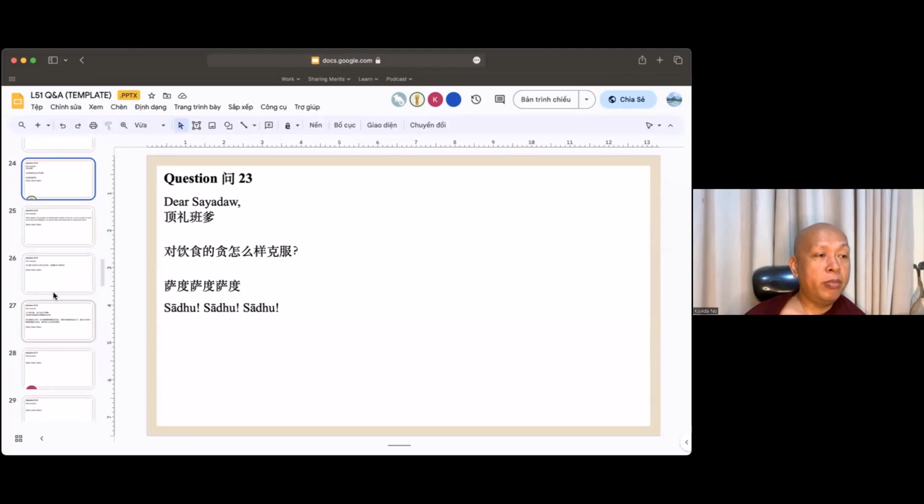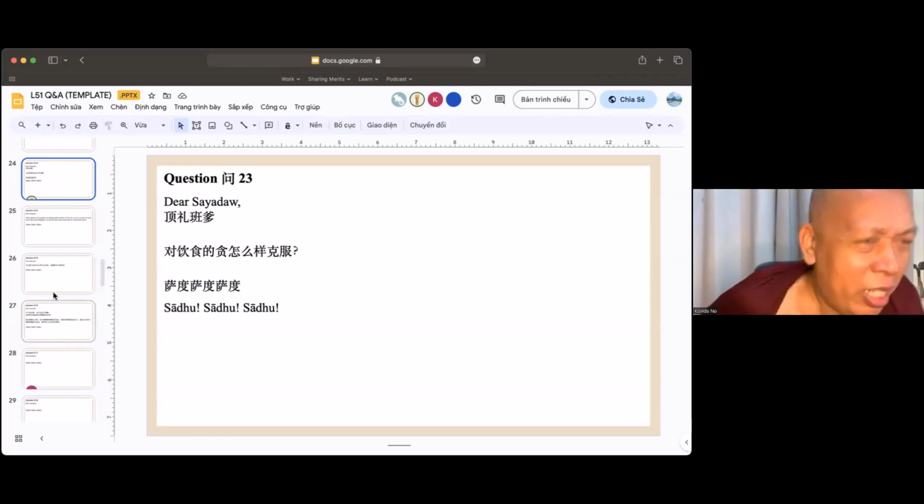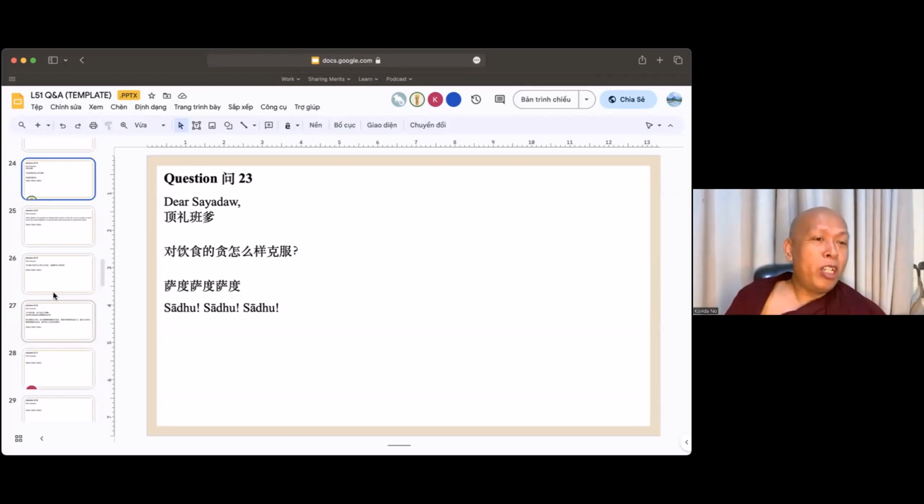Mandami Bande, how to overcome the greed, or the lobha, towards food? Okay, this one's very easy, right? You may remember the perceptions of repulsiveness of foods. We have already talked about it in the Samatha chapter.